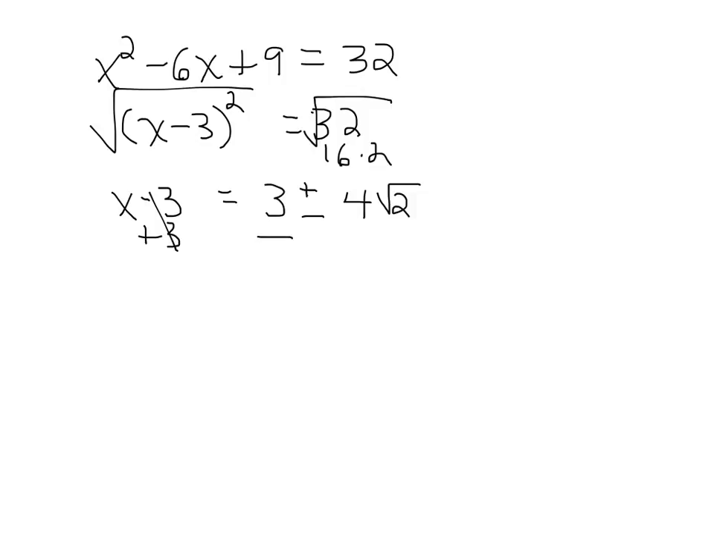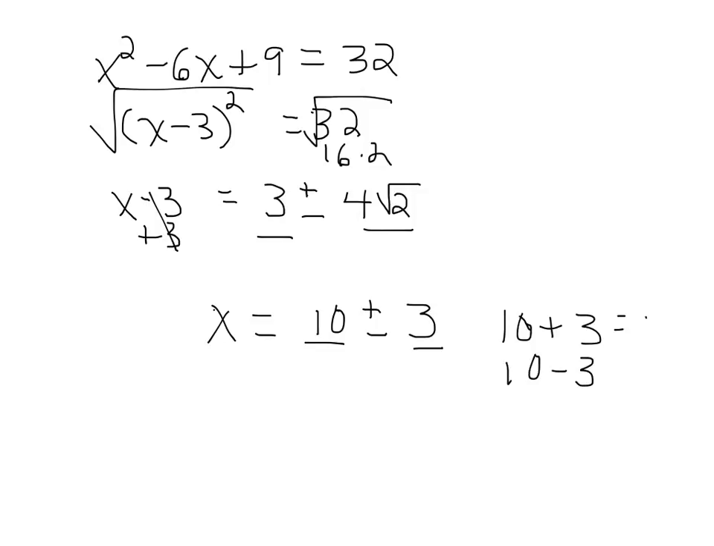Notice, since I can't combine these, that is my answer. If I ended up with x equals, I don't know, 10 plus or minus 3, then since these are both numbers, that's why I have to do 10 plus 3 and 10 minus 3. This would be 13, this would be 7. But I don't have to worry about that here because I have a radical. It's in simplest form.